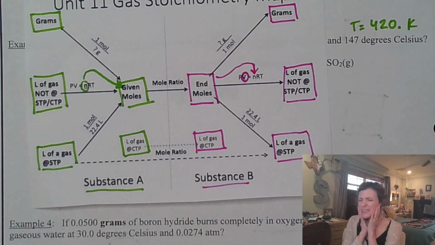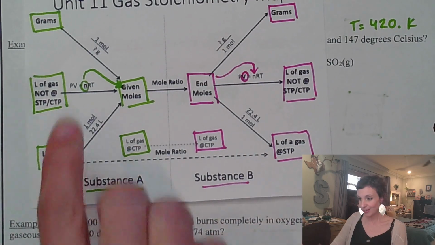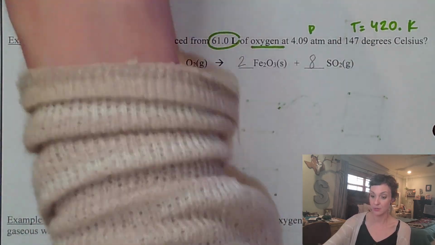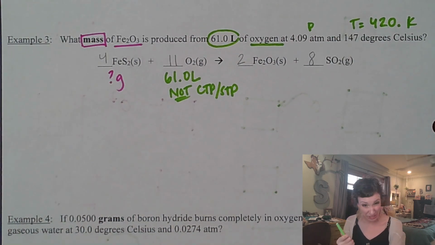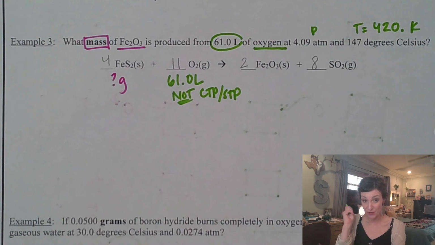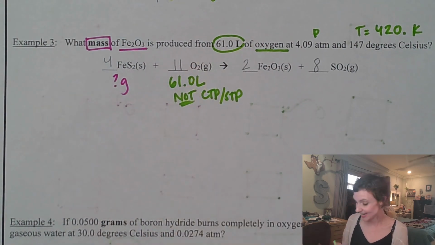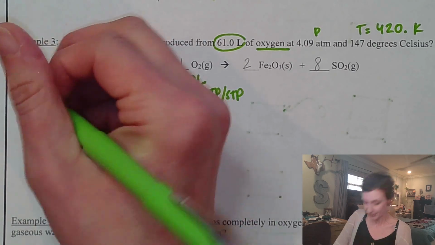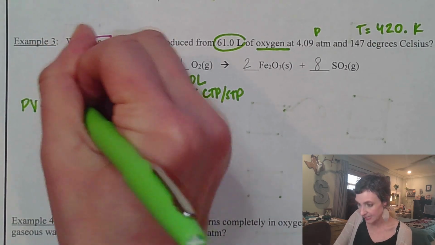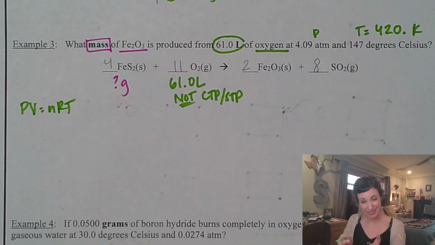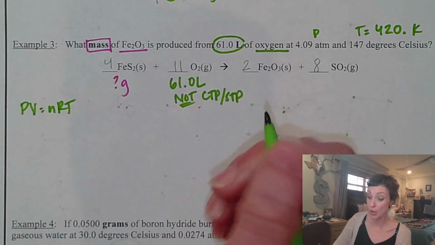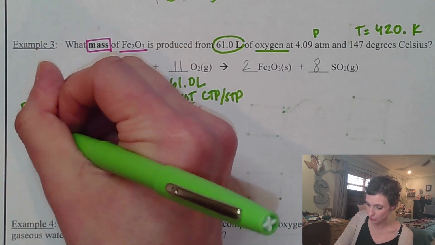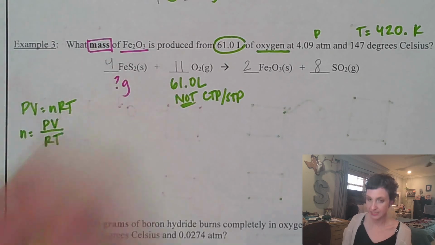So what is the purpose of using the ideal gas law first? You're going to rearrange the ideal gas law to solve for n, and that will be your given moles that you'll plug into the stoichiometry in a second. I'm still using green because this ideal gas law situation is for my given oxygen gas. So PV equals nRT. If you want, rearrange it to solve for n. This is n equals PV over RT.